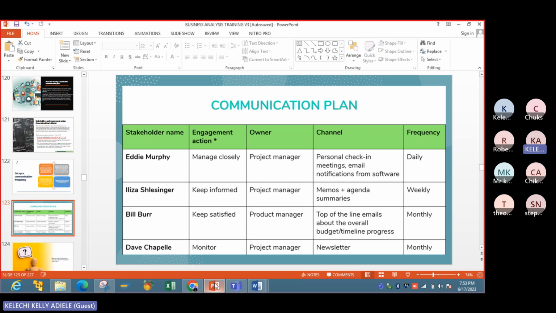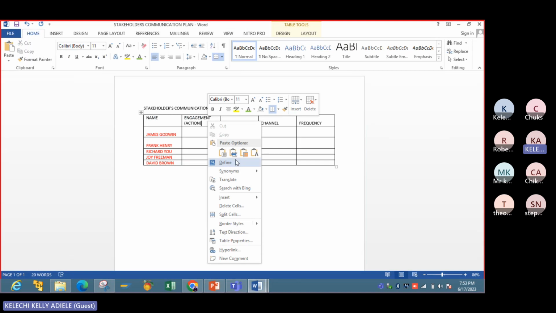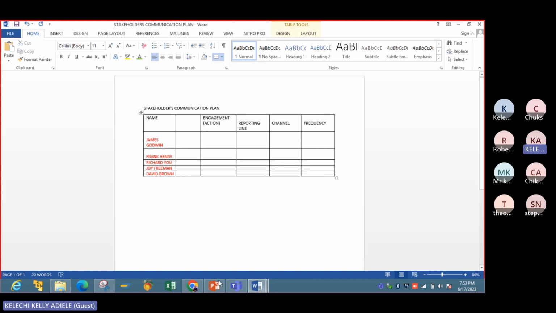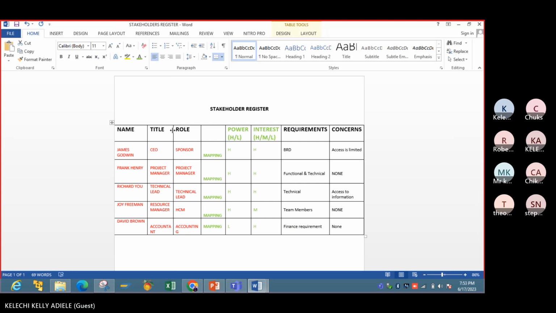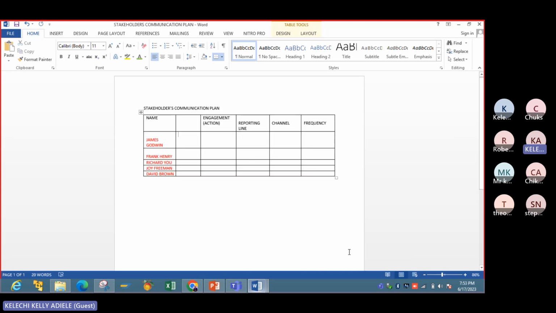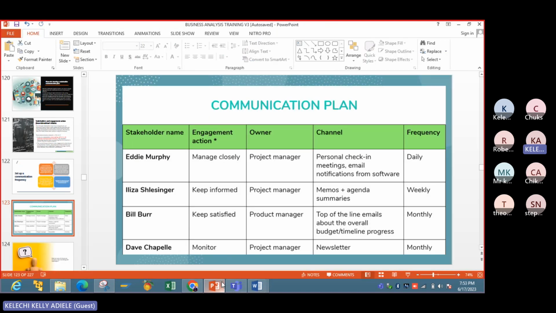The engagement or action. So what are we going to do? We have manage closely, keep informed, keep satisfied, monitor. So how do we do this? Okay, we need to have something here to help us. So let me add something to my own. So I'm going to have role. So let me pick the role here. Okay, so we have some actions. We have manage closely, keep informed, keep satisfied, monitor.